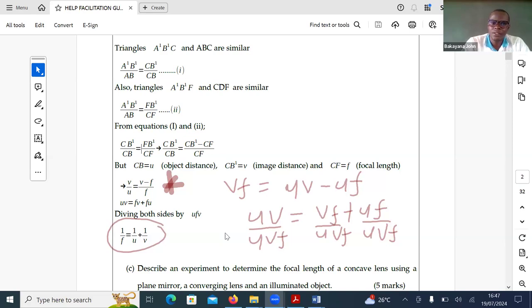Okay. Someone is asking, do you have the guide for these questions? Of course, I'm going through the guide that I made. Is that okay?